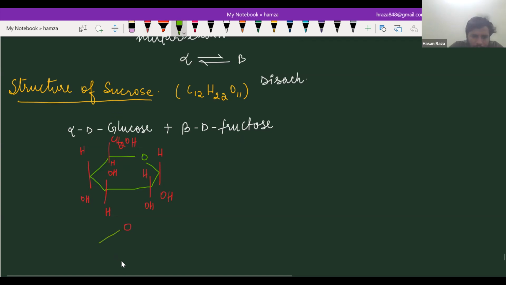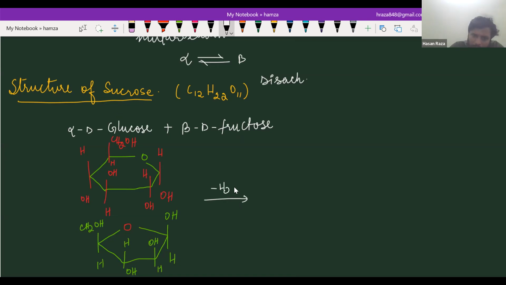I'm going to write the structure of beta D glucose. So beta D glucose is also easy. This is OH, this is H. This is H, this is OH. This is H, this is OH. And then this is H, and this is CH2OH. So what happens here? You just need to remove water from here, and then they will combine.